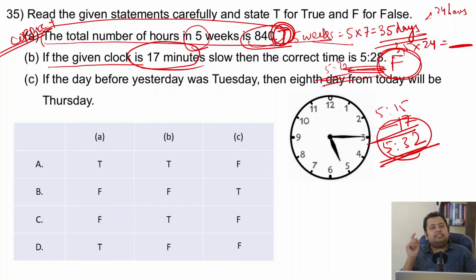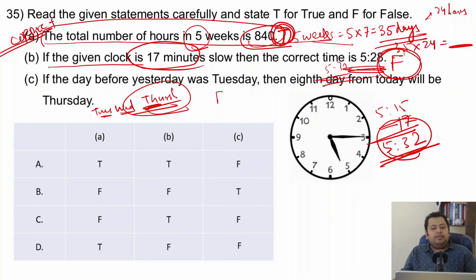If the day before yesterday was Tuesday, then the eighth day from today will be what? If the day before yesterday was Tuesday, right? So what was yesterday? Yesterday was Wednesday. So what is today? Today is Thursday. Correct? Now, the eighth day from here will be what?